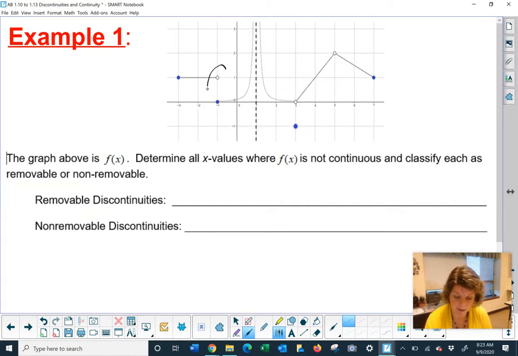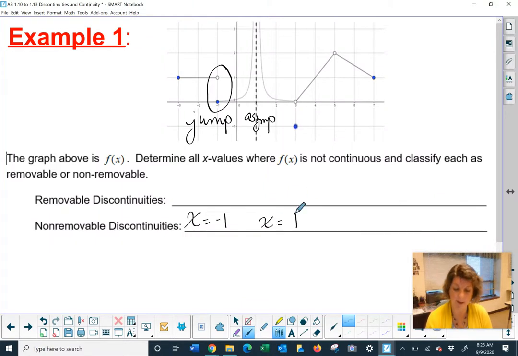So the first one I hit is right here. I would describe this as a jump discontinuity, and that would be non-removable. So I have x equals -1. Moving to the right, I have that asymptote. That is unbounded behavior. That is also non-removable. It's occurring at x equals 1.